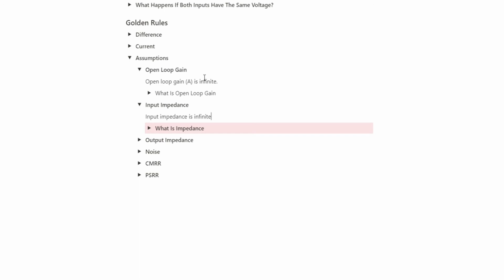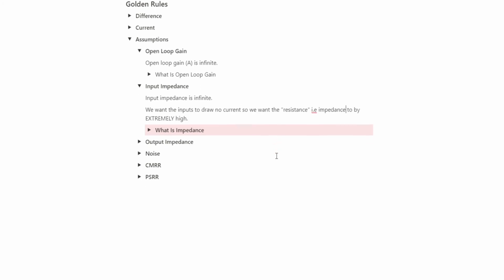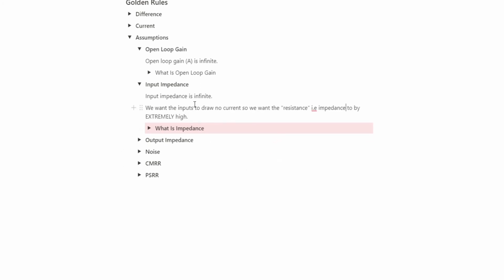Okay, so input impedance is infinite. We want the inputs to draw no current. That's cool. I'm okay with that, actually. Very happy with that. Okay, and so we want the output impedance to be 0, right? I don't get why we want that to be 0, because we don't want any current flowing, right? It draws no current, so I mean there's no current in the output. So why would we want it to be 0?